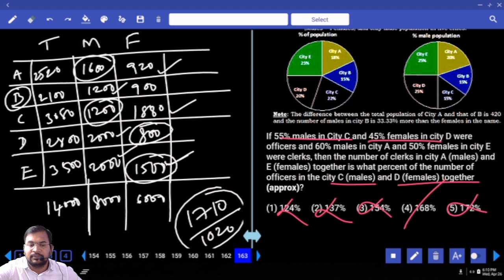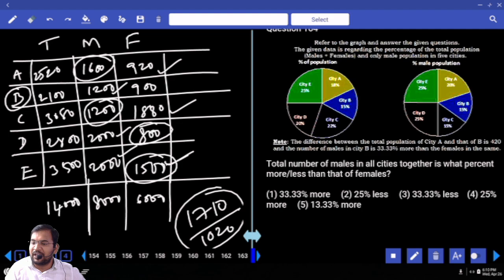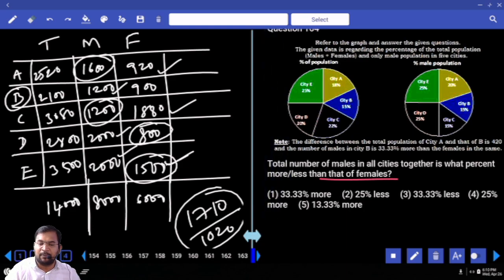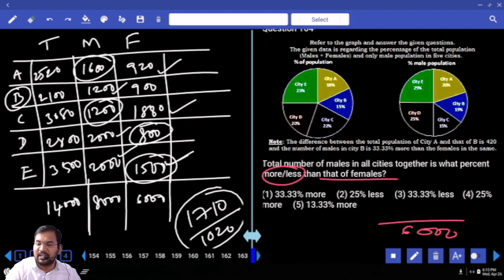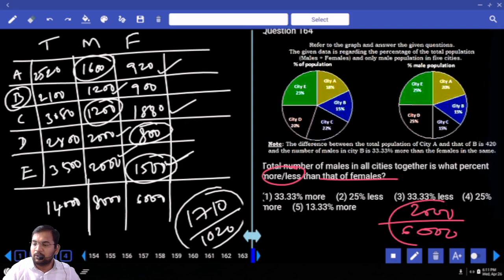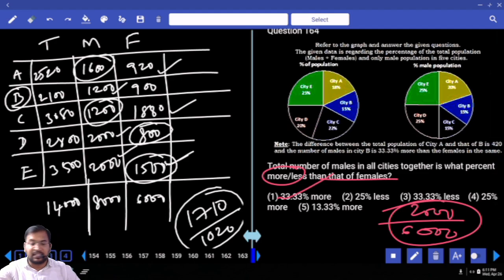Are you ready? The total number of males in all cities together is 8000. Is what percent more or less than that of females? They compared with the females. More or less is nothing but the difference. The difference is 2000, so 2000 by 6000, which is 1 by 3, that is 33 1 by 3 percent. Males are more than females. The less option is also there, that is the reason.